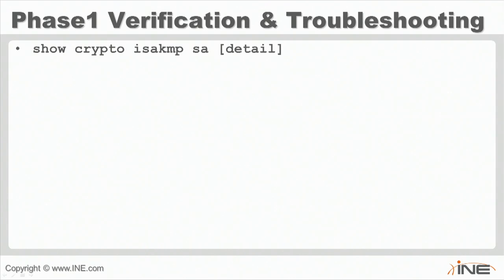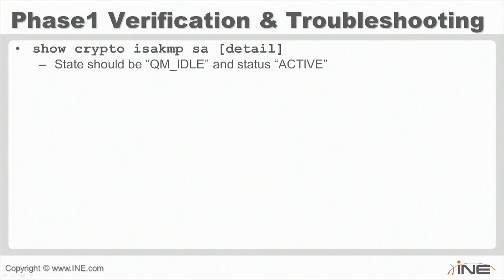The first one that we saw previously was show crypto ISAKMP SA. This is going to show the phase 1 security association, which is the ISAKMP security association, and this should be in QM_IDLE and have the status active. QM_IDLE here means that we have gone into quick mode. Quick mode means to move to the phase 2 negotiation for IPsec.